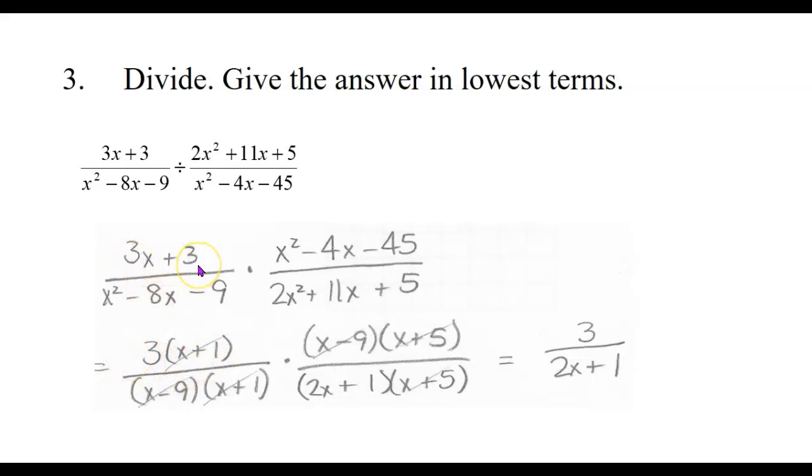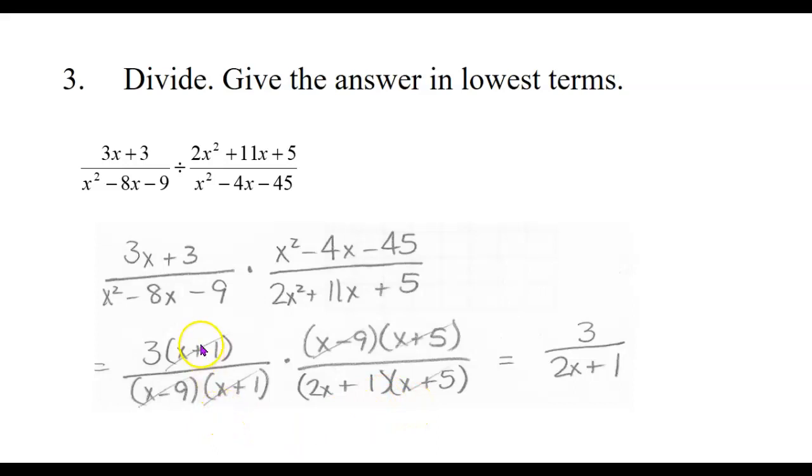So 3x plus 3 has a common factor of 3 that I can pull out, so that it's 3 times x plus 1. X squared minus 8x minus 9 factors into x minus 9 times x plus 1. X squared minus 4x minus 45 factors into x minus 9 times x plus 5. And 2x squared plus 11x plus 5 factors into 2x plus 1 times x plus 5.